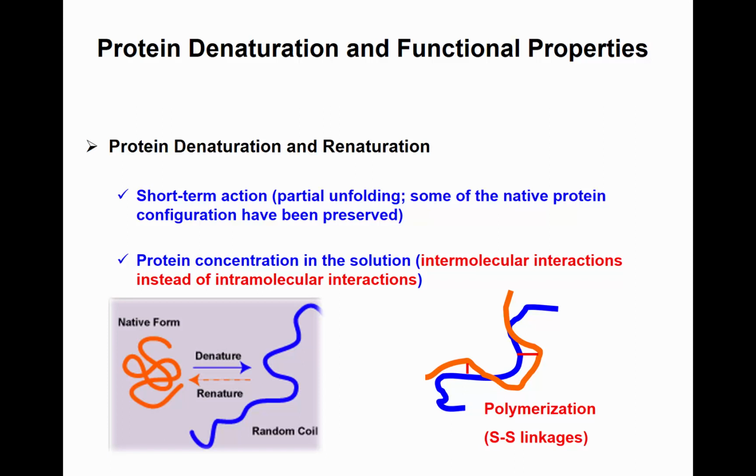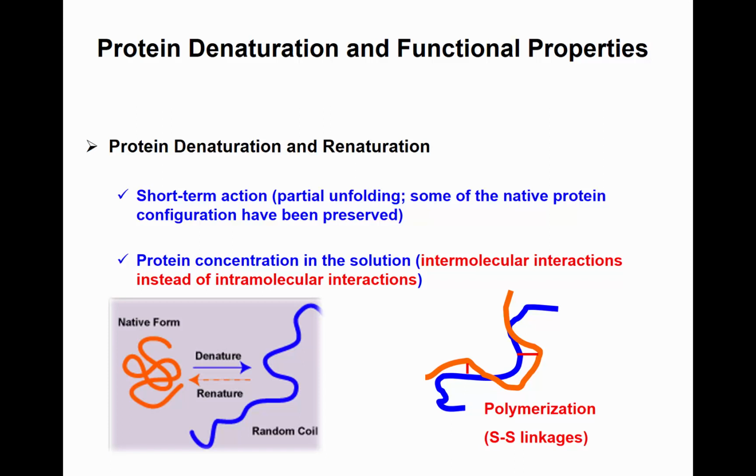There's intramolecular and there's intermolecular. Intramolecular means within the protein itself. Intermolecular is with another polypeptide, with another protein. So in the presence of high protein concentration and an extended period of exposure to the denaturing agent, the protein will start polymerizing, either forming disulfide linkages or strong hydrophobic interactions.